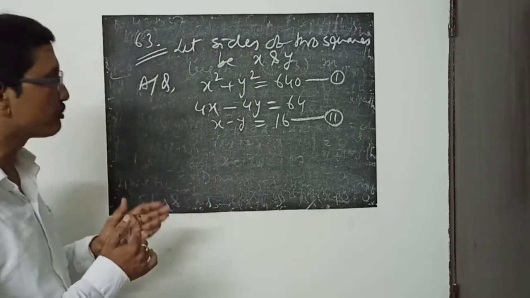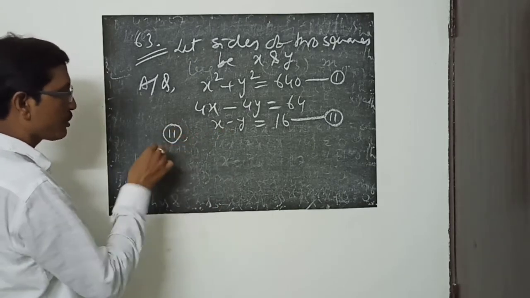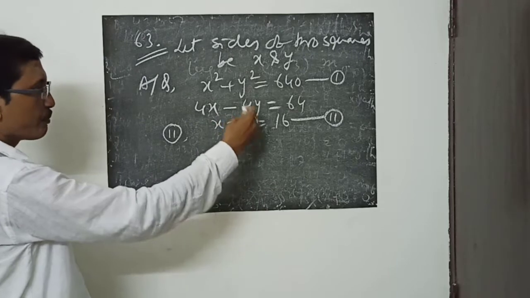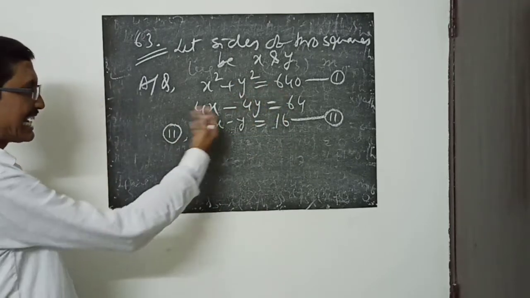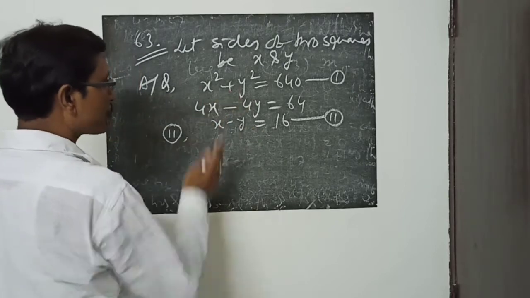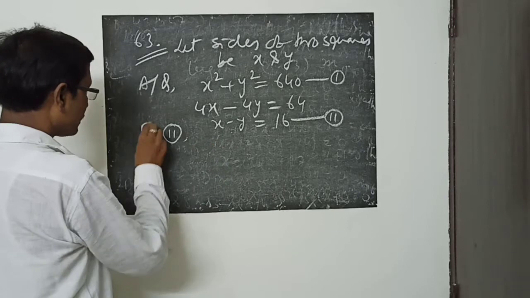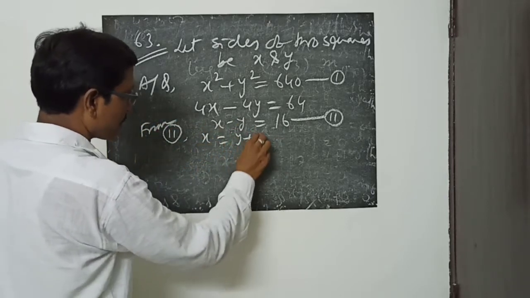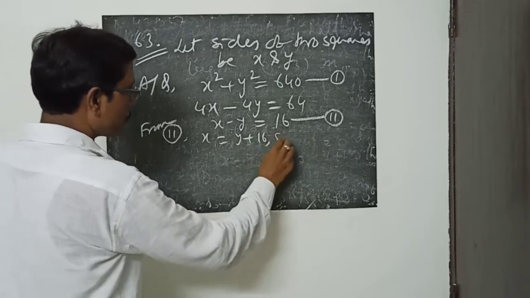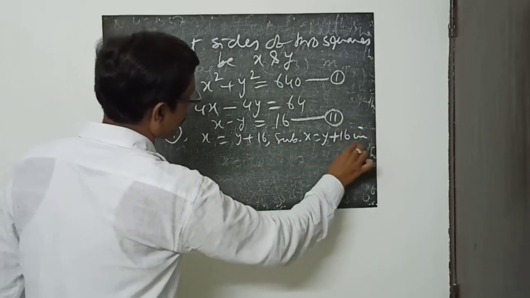Then how can we solve them? A simple way: from the second equation, which is linear, convert to one variable. You have two variables, so you have to eliminate one and convert into one-variable form. From the second equation you will get x equal to y plus 16. So substitute x equal to y plus 16 in equation 1.